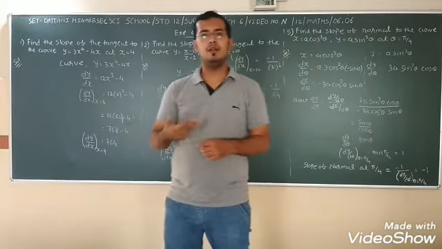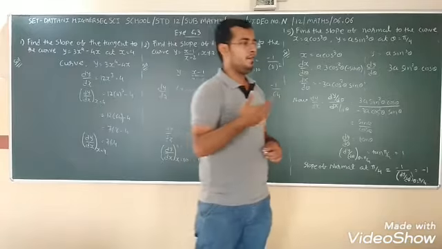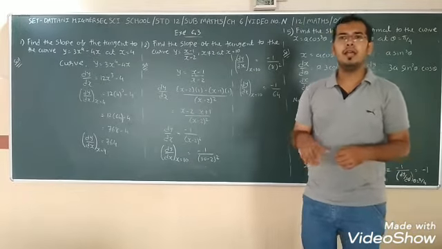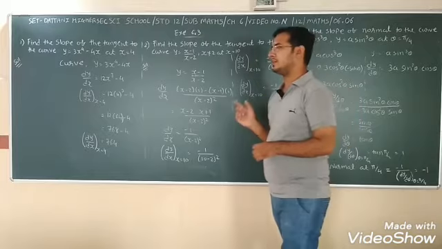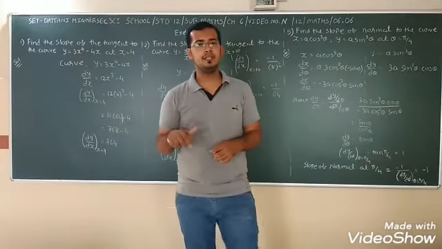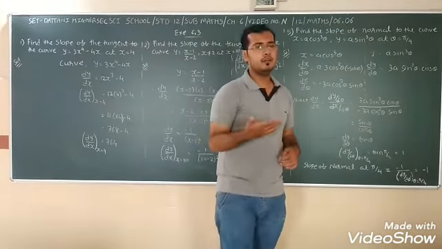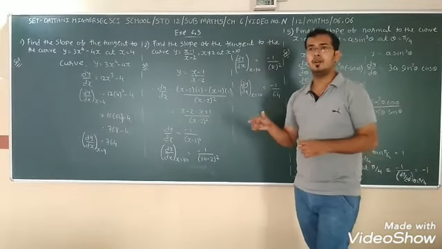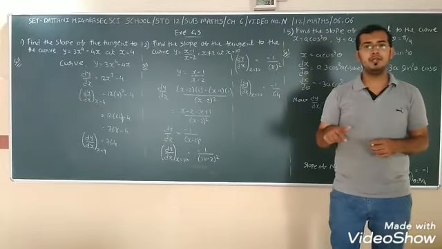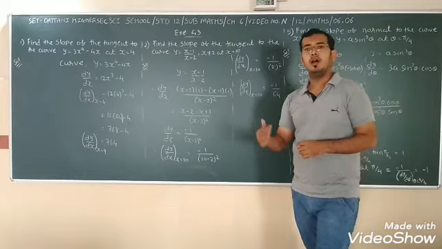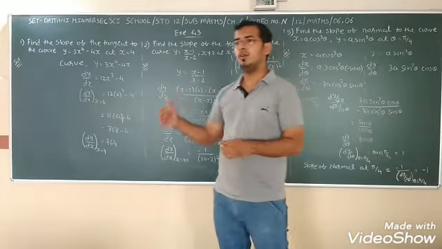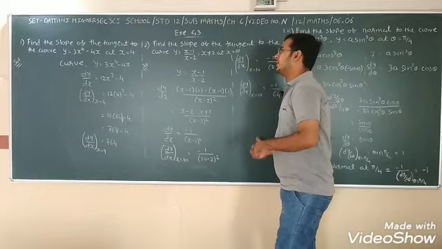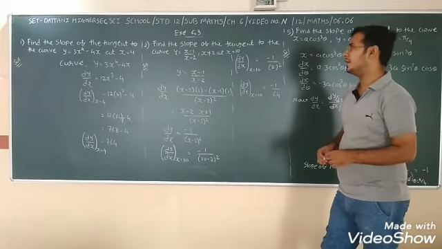Similarly, for the normal we take the inverse, minus 1 upon f dash x0, as the slope, putting minus 1 upon f dash x0 instead of f dash x0. The formula for finding the angle between two curves is tan alpha is equal to the modulus of (m1 minus m2) upon (1 plus m1 m2). So you have to learn this formula, and then check this Exercise 6.3.